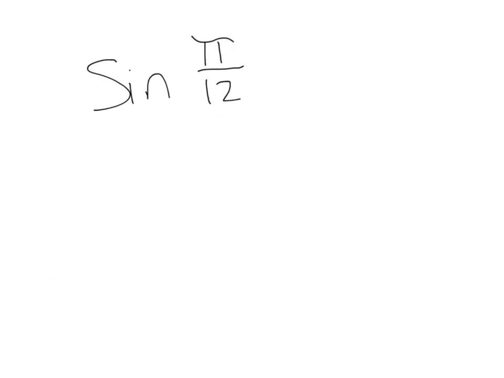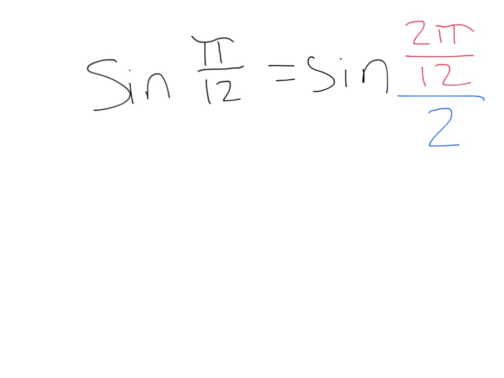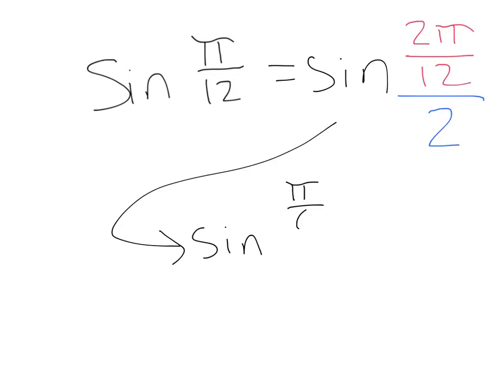Let's go ahead and do a quick example involving radians. Here we have sine pi over 12. If we want to rewrite this as a half angle, it's the same thing even though it's radians. So we want to double this. That's going to be equal to sine 2 pi over 12 because we doubled this pi over 12, and then that's going to be all divided by 2. Now look what's going to happen to this 2 pi over 12. That's going to simplify to pi over 6. So that would be sine pi over 6 all over 2.